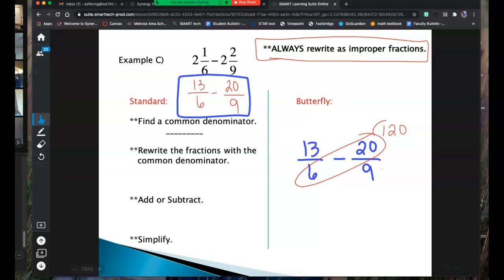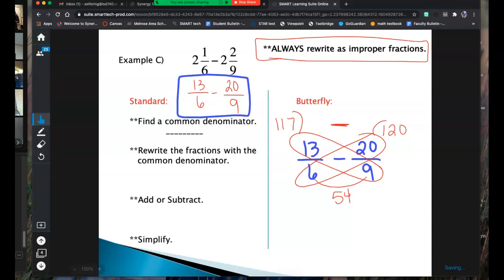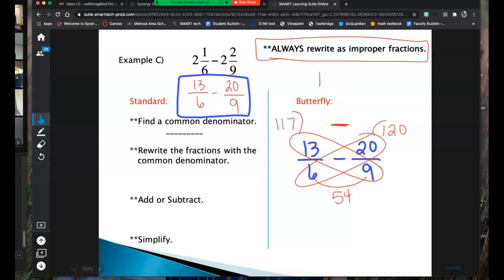Okay. 13 times 9, and this is why I said maybe a calculator is helpful, if you don't know 13 times 9 off the top of your head, but it is 117. And 6 times 9 is 54. Okay, there's a minus sign in the middle here, so I'm going to put a minus sign between the 117 and the 120. Okay, so I have to do 117 minus 120. And you can definitely do your keep, change if you want.